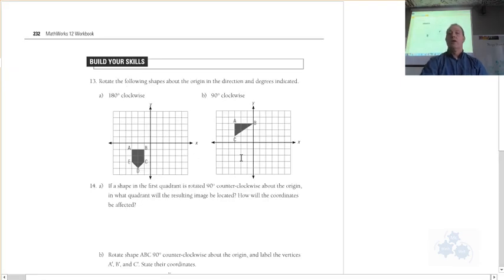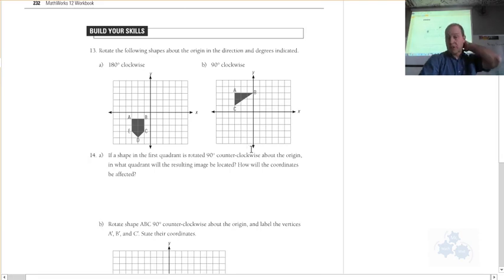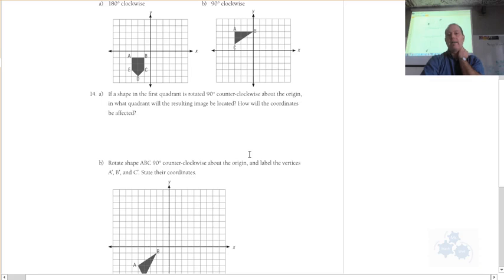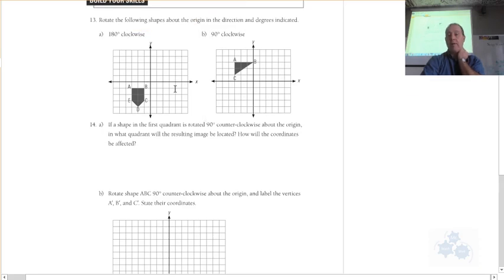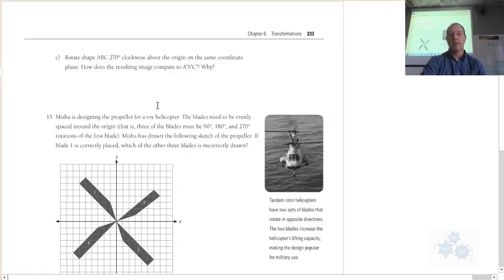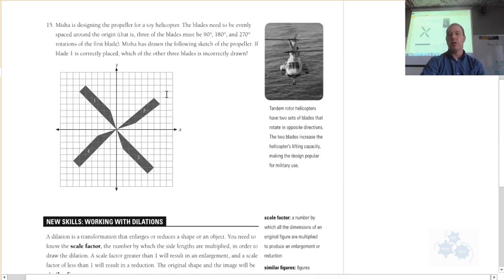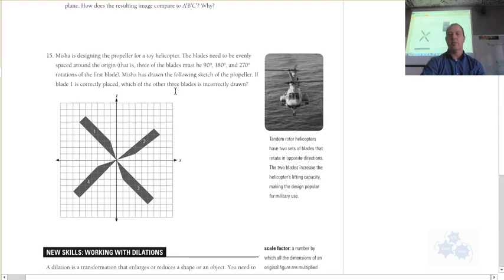All right. So here are the build your skills questions for the rotations, and we do have a few minutes of class left, so you can get started on these ones. There's 13 and 14, and here is 15, and then we'll talk about dilations in a little bit more detail tomorrow.